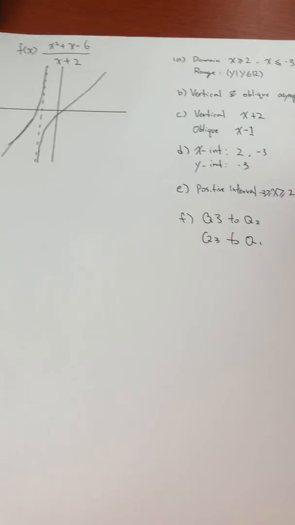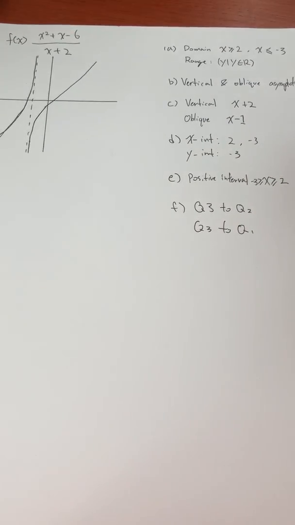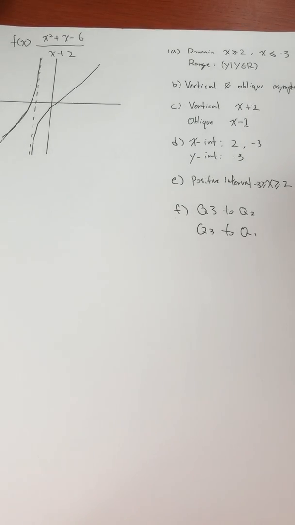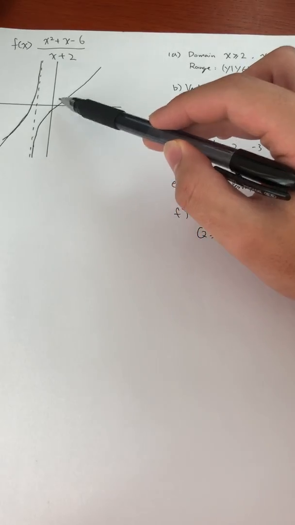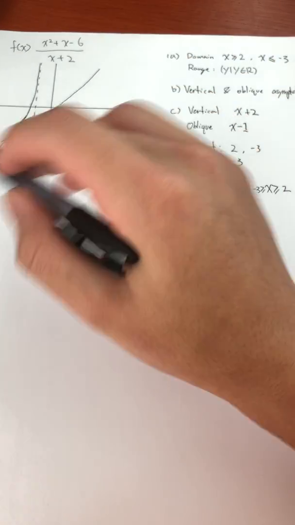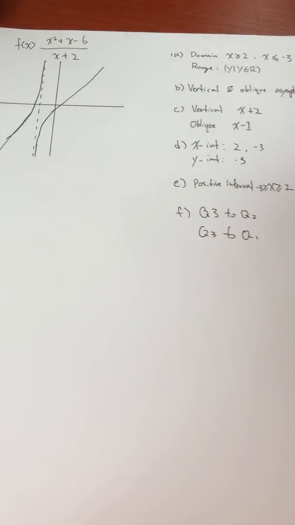like this. So first, the domain of this graph would be anything greater than 2 and anything smaller than -3. And the range will be all real numbers for the y-axis.